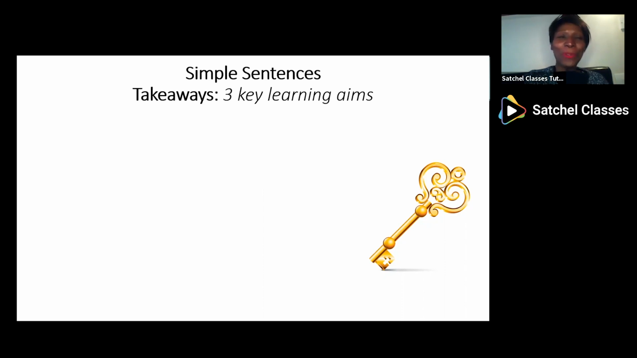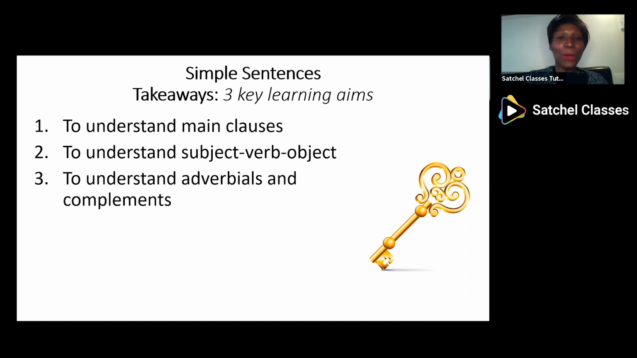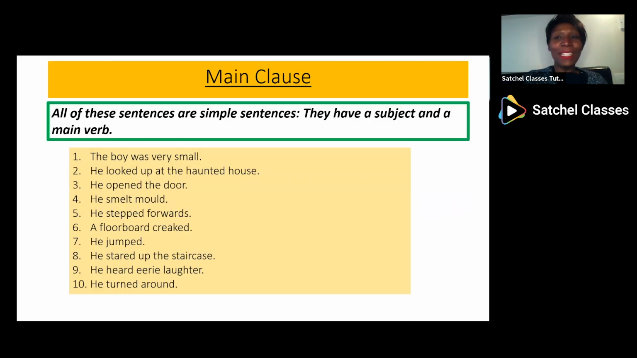Welcome to this grammar webinar on simple sentences. We're going to have 3 key learning aims: understanding main clauses, understanding the subject-verb-object, and adverbials and complements. Now, simple sentences are not as simple as you would think. Of course, they are made up of a subject and a main verb, like these ones here. You've got the subject, the boy, and the main verb was, the boy was small. Or the subject, the floorboard, and the main verb creaked.